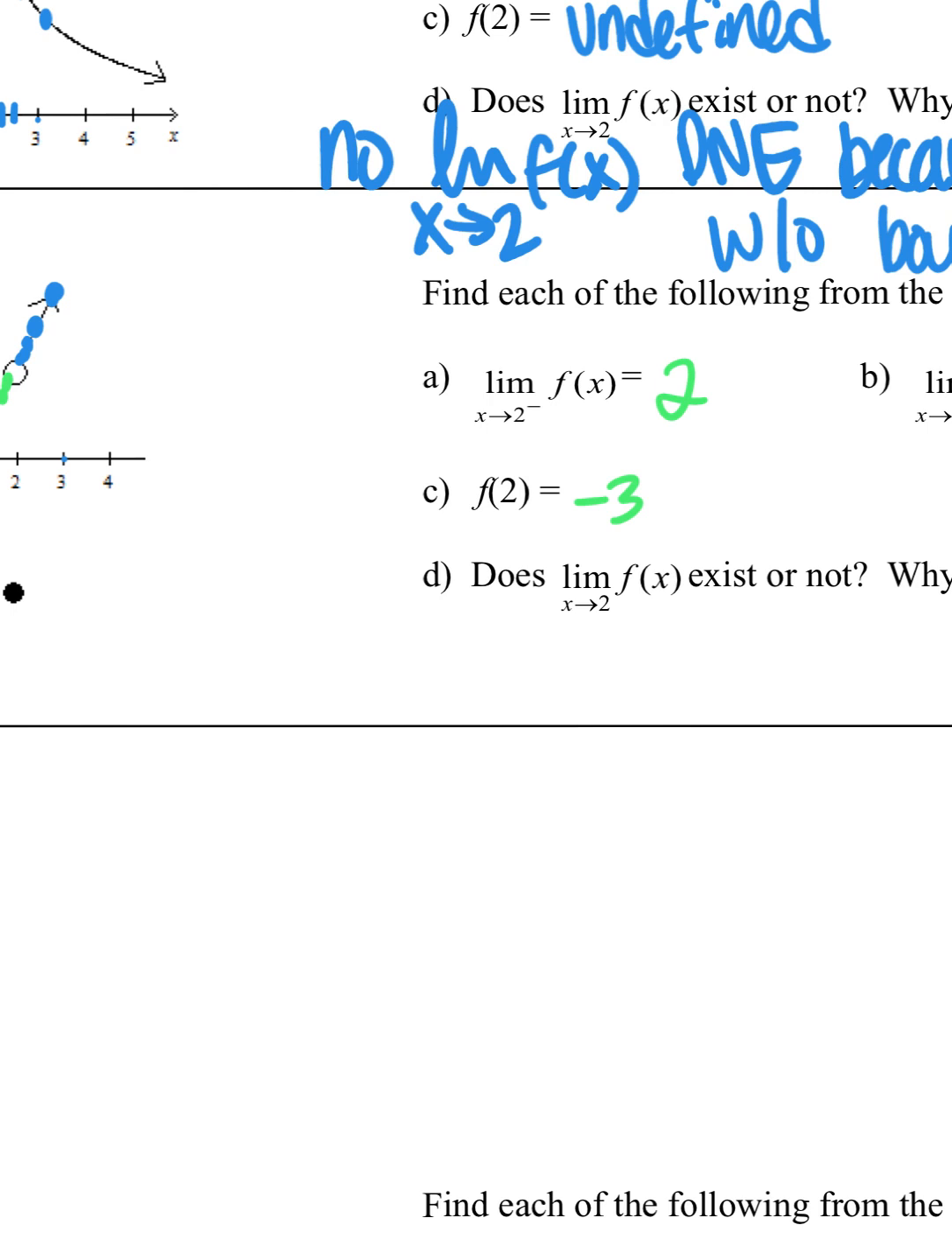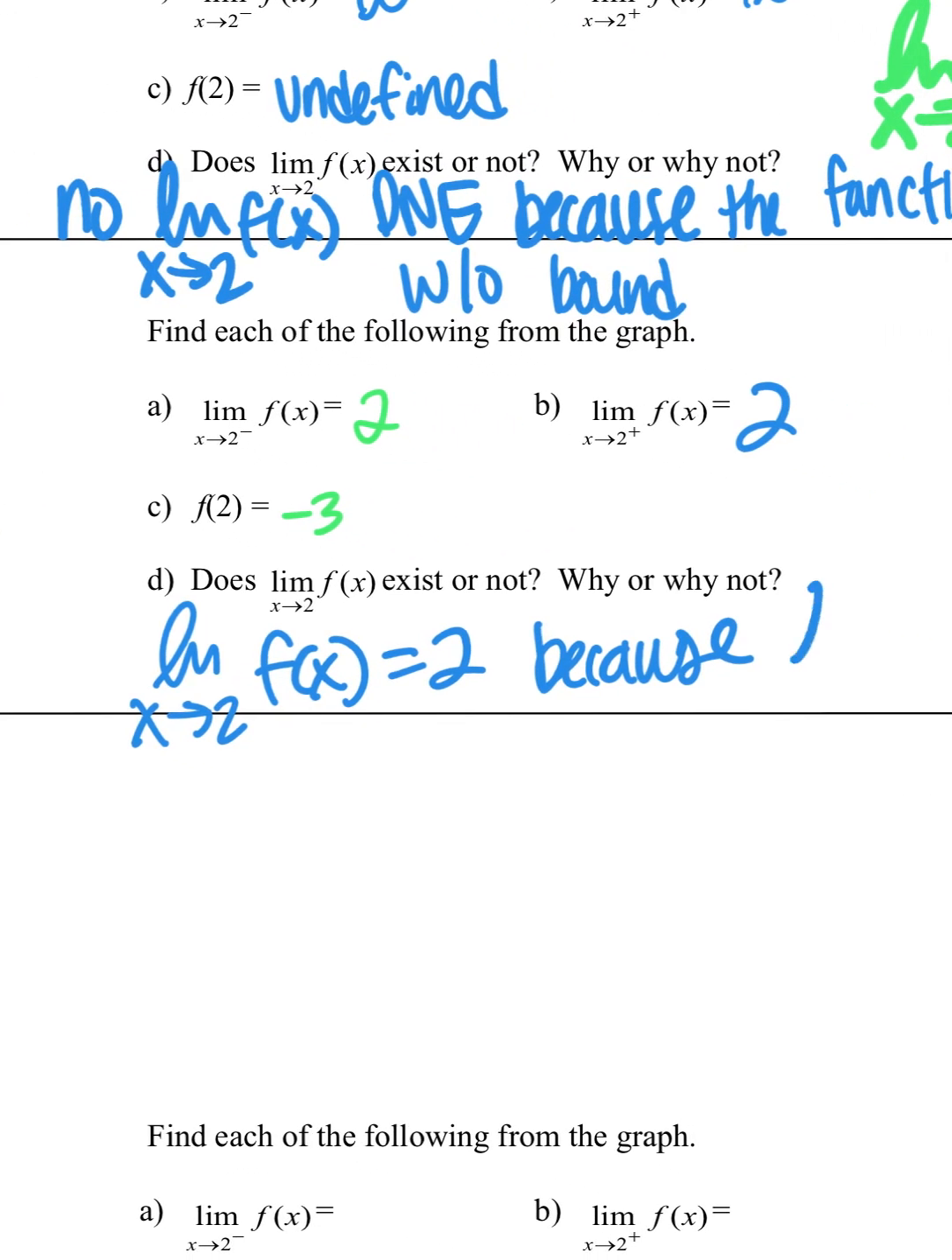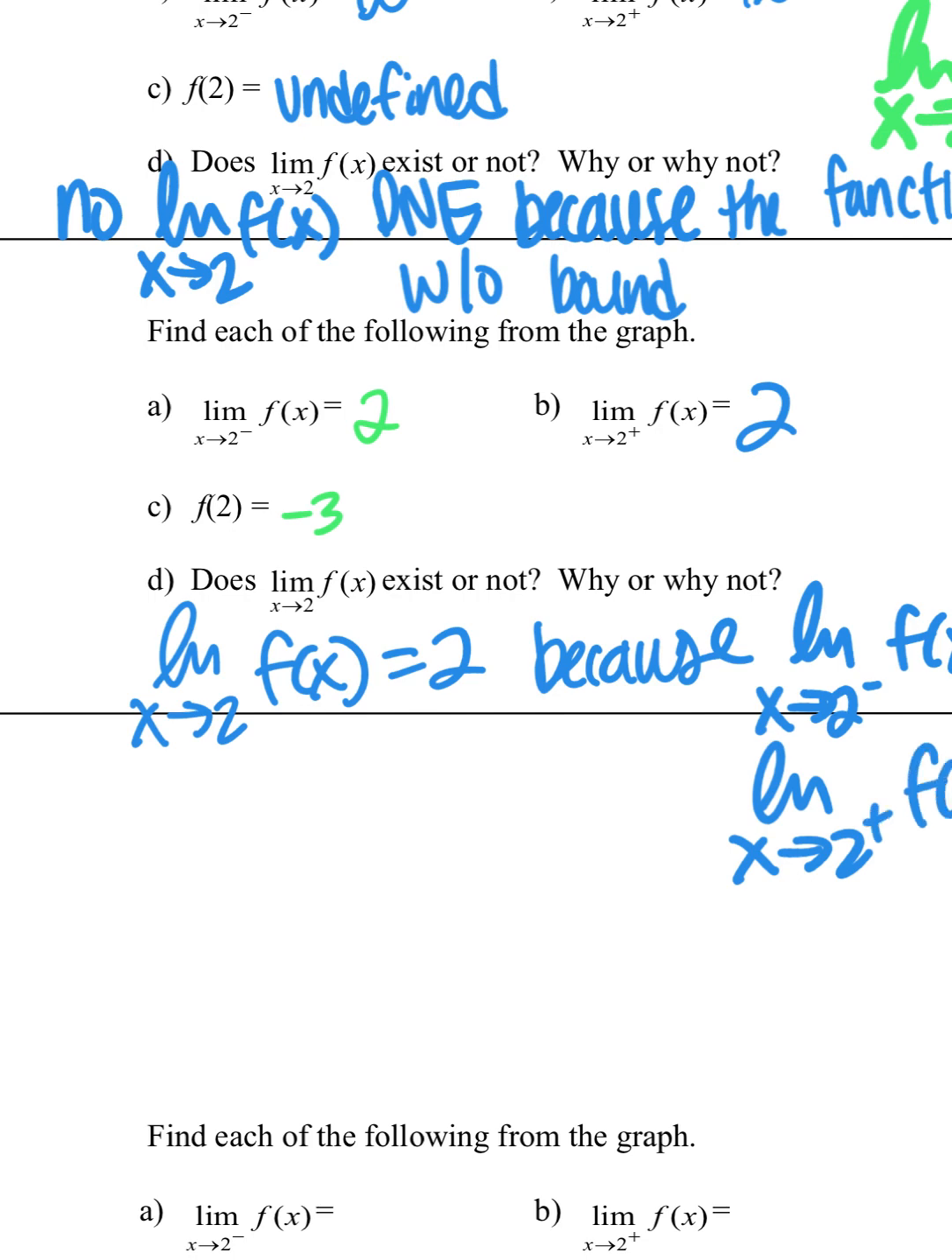So does the limit as x approaches 2 of f exist? Yes. Why? Because both the left and the right-hand limits are the same value, right? They both equal 2. So the limit as x approaches 2 of f of x, we would say, is equal to 2, because the limit as x approaches 2 from the left of f is equal to 2, and the limit as x approaches 2 from the right of f is equal to 2.